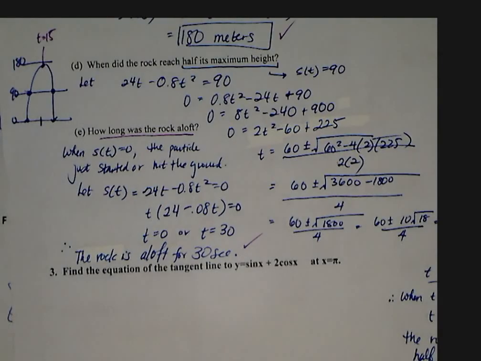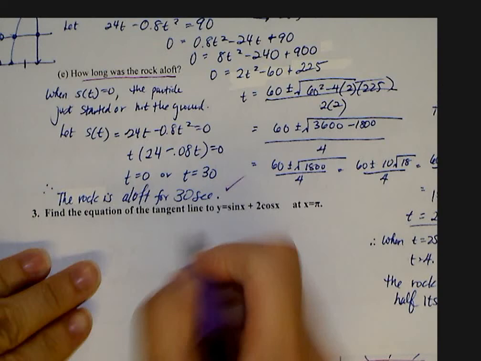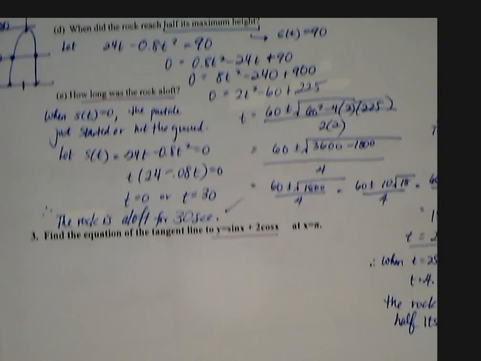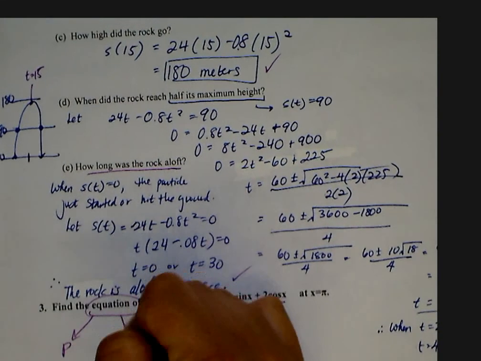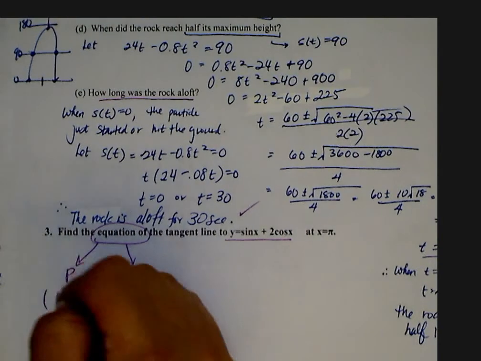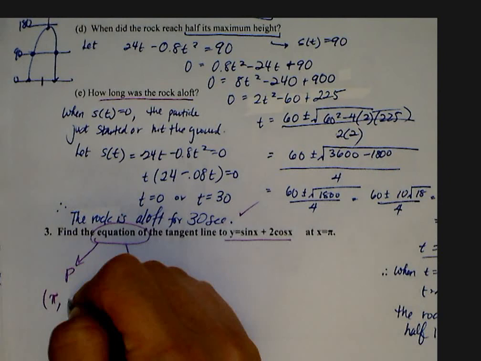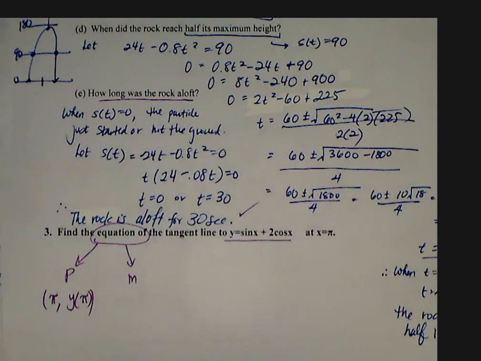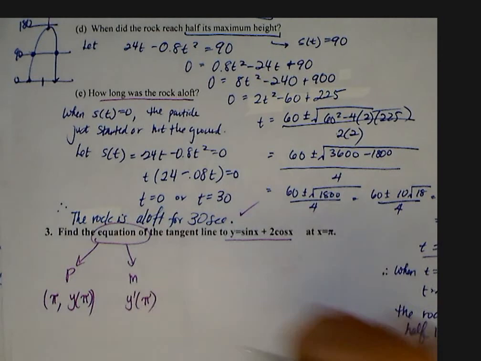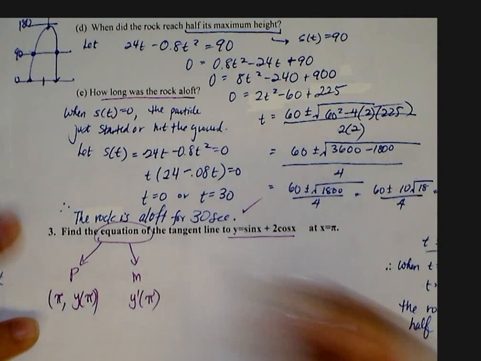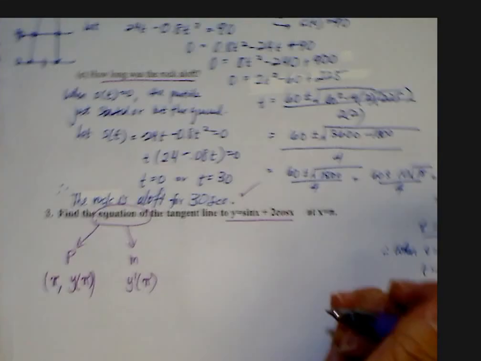Alright, so find the equation of the tangent line. To find any equation, we need a point and we need a slope. So the point is going to be pi comma y of pi, and the slope is going to be y prime of pi. You guys get me? To find the equation, we need a point and a slope.